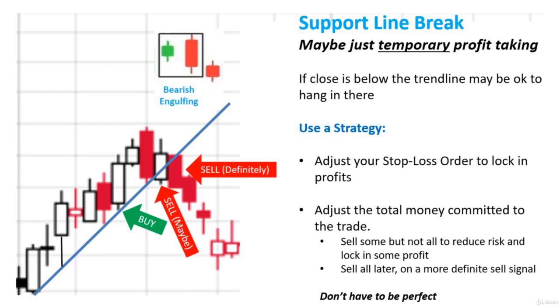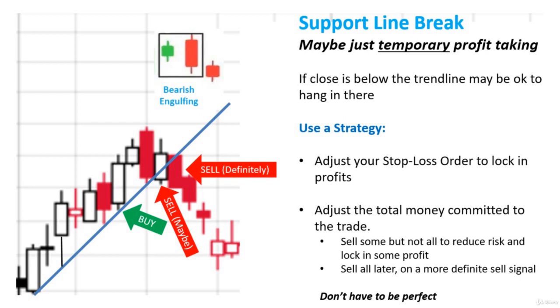I'll sell and still make a profit, but I'll get out of it completely at that point. And then I'll sell it all later on as that more definite sell signal. So you see in this example here, where we have buy, and then you can see where it crossed that line, then maybe you're saying, I might sell here, but I might not. Let me hang in there.